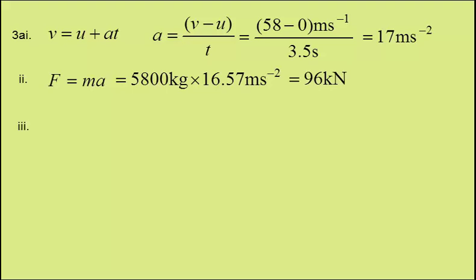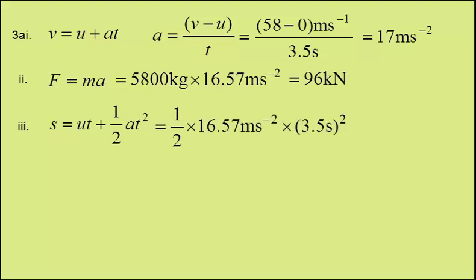In part 3, we need to find the distance the train moves while accelerating from rest to 58 meters per second. Well, for this we can use s equals ut plus a half at squared. This simplifies as u, the initial velocity, is 0. We put in the values and we get a distance of 100 meters.